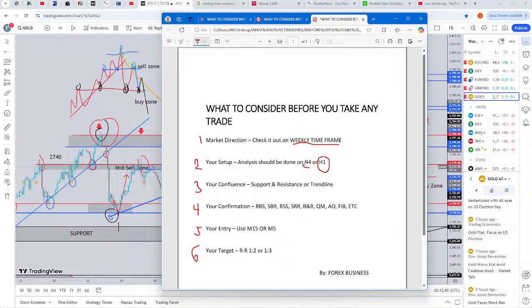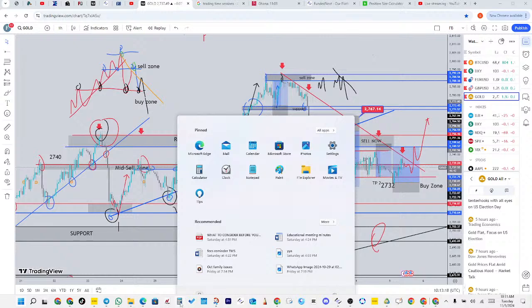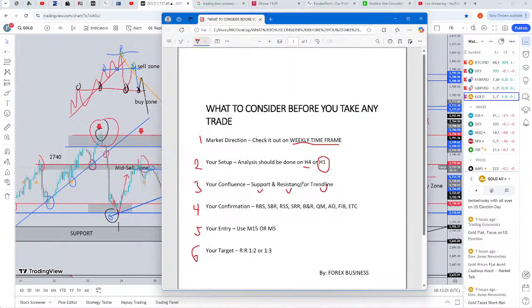Then the next thing is my confluence. My confluence is very, very simple. I'm using support, I'm using resistance, I'm using trend line. You go to my page, then you see all that. You can see that everything I'm doing is support, resistance, support, resistance. Guys, did you get it? All those things are very, very needed and very important for one to take. And then my confirmation. These are my confirmation.